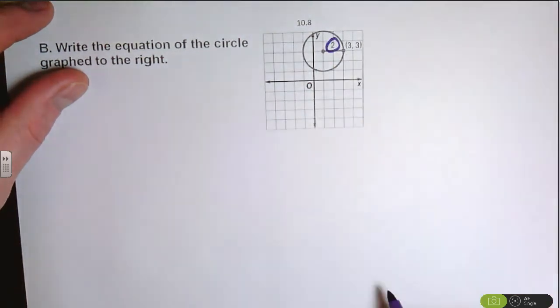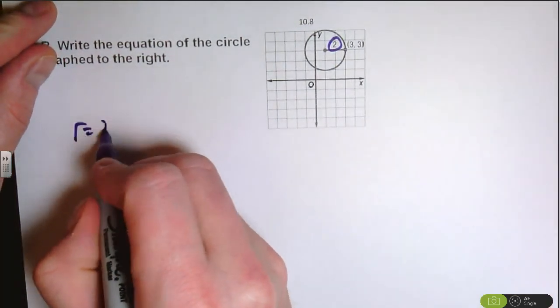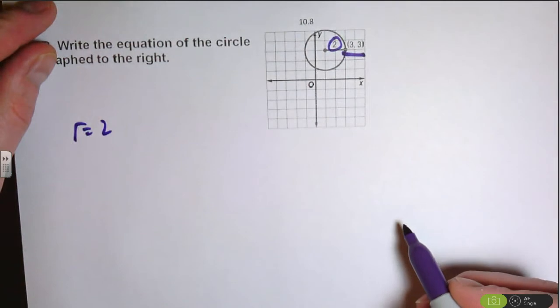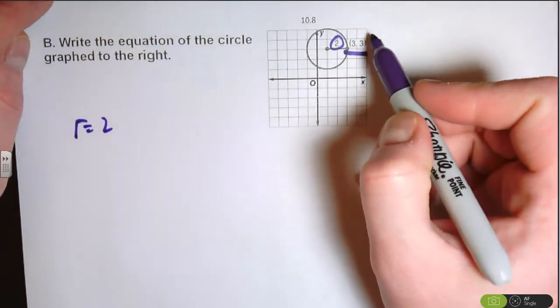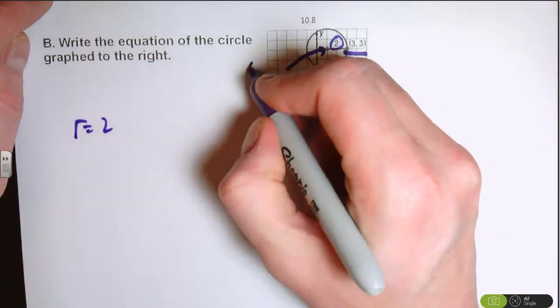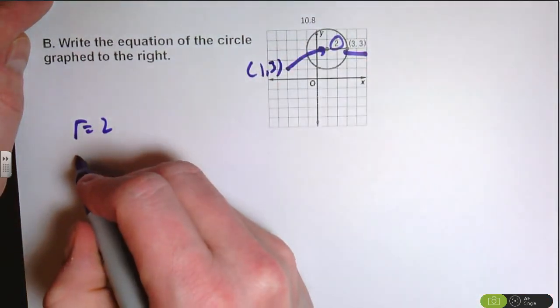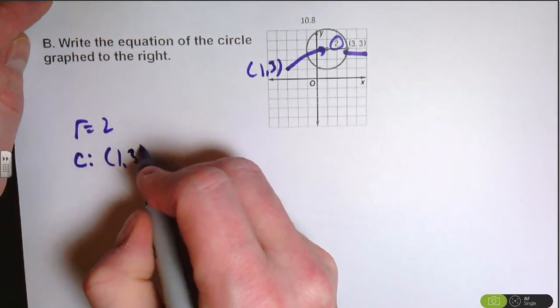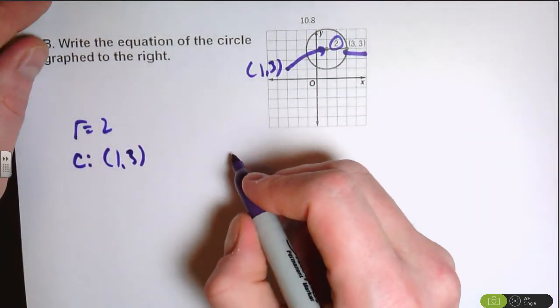They gave us the radius here. It's 2, so r is 2. Now they've told us point 3, 3, but that's not at the center. That's just some point off the side. The center is right there at 1, 3. Okay, so now we can just plug it into the formula.